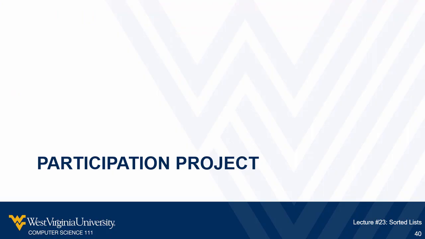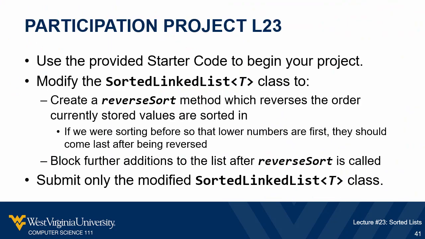For this lecture's participation project, I want you to download the participation project's starter code from eCampus. In there, you'll find a sorted linked list class, and I need you to create a new method inside of that class. The method is going to be called reverse sort, and what it needs to do is take whatever is in the list already and reverse the order that things are sorted in. So if you start off where the list contains integers and they're sorted so that the lowest numbers come first, after you reverse the sort, the lowest number should come last.